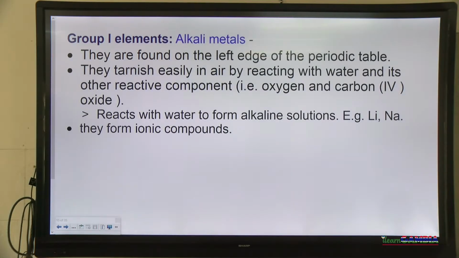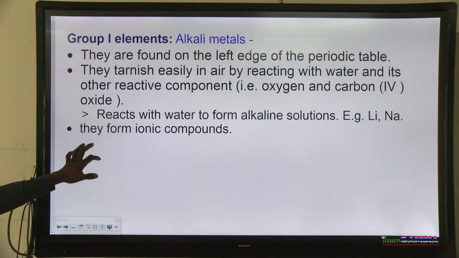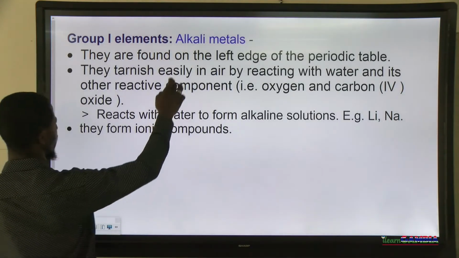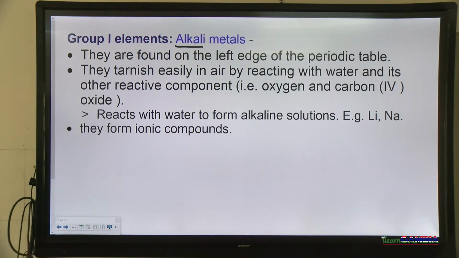The group 1 elements, that is the alkali metals, are found on the left edge of the periodic table. They tarnish easily in air by reacting with water and its other reactive components. That is, when they react with oxygen and carbon dioxide, they usually form basic oxides. Because of that, they are given the title alkali. They also react with water to form alkaline solutions. So examples of group 1 elements are lithium, sodium, potassium.